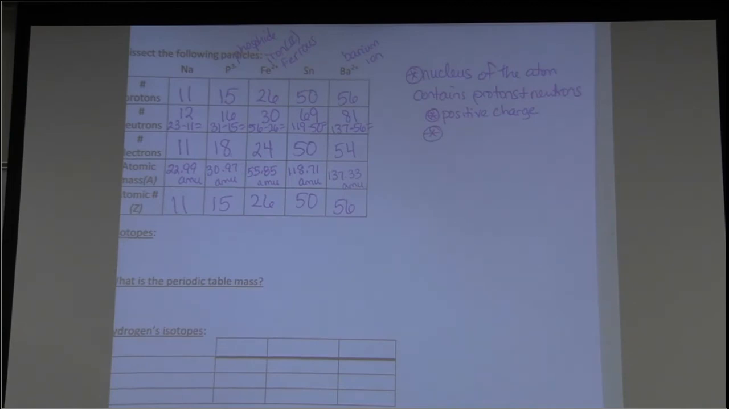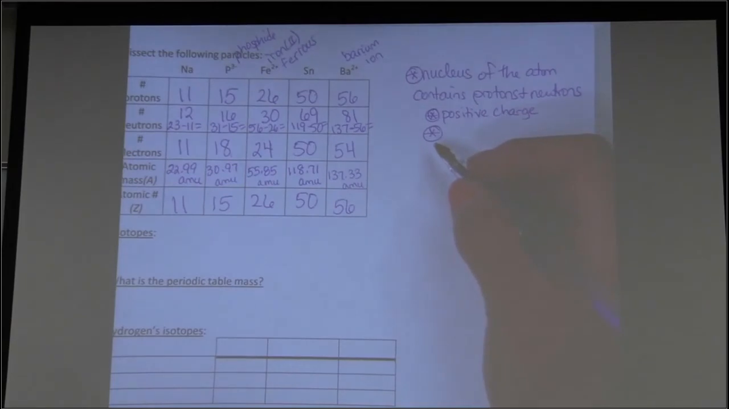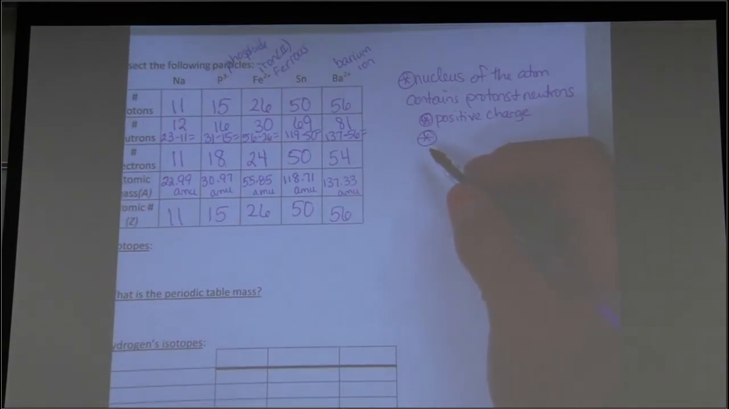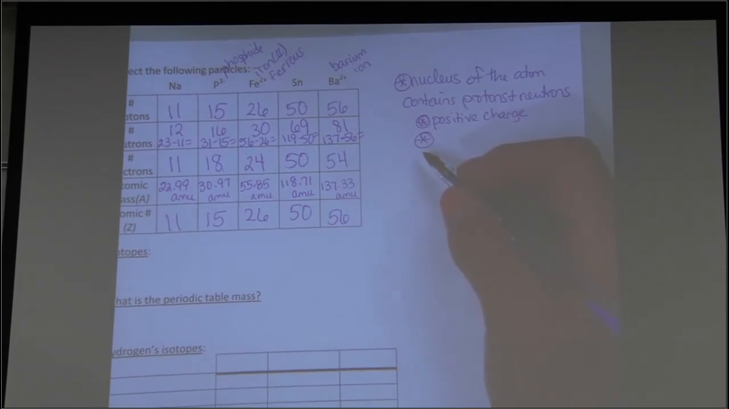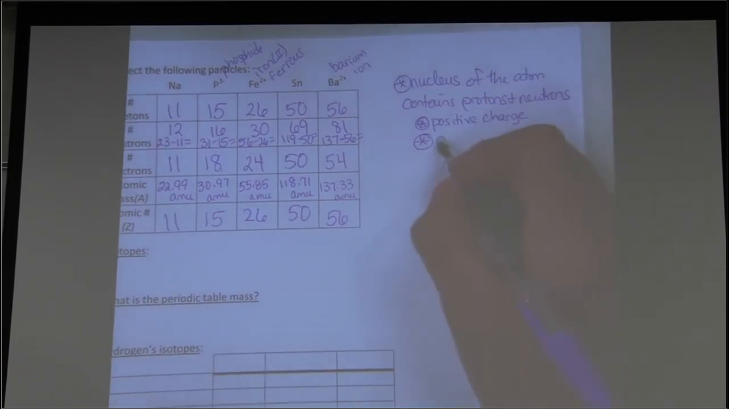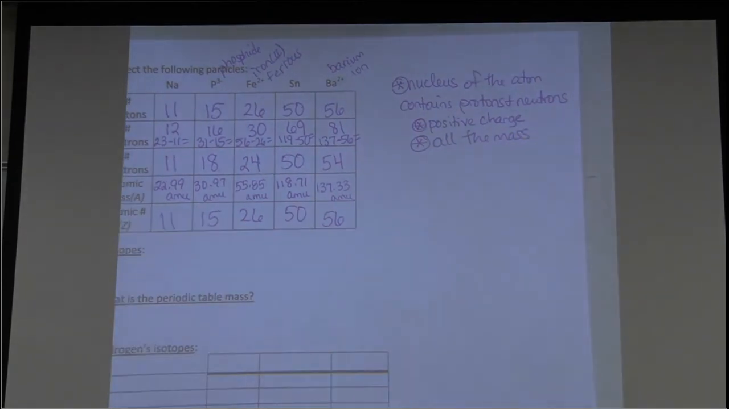Does it have all the mass? What's in it? So does it have all the mass? Yes, pretty much, yes. When I said that the electrons are negligible, that means they don't have enough mass to worry about. Negligible means not enough to worry about, okay? So it has all the mass.